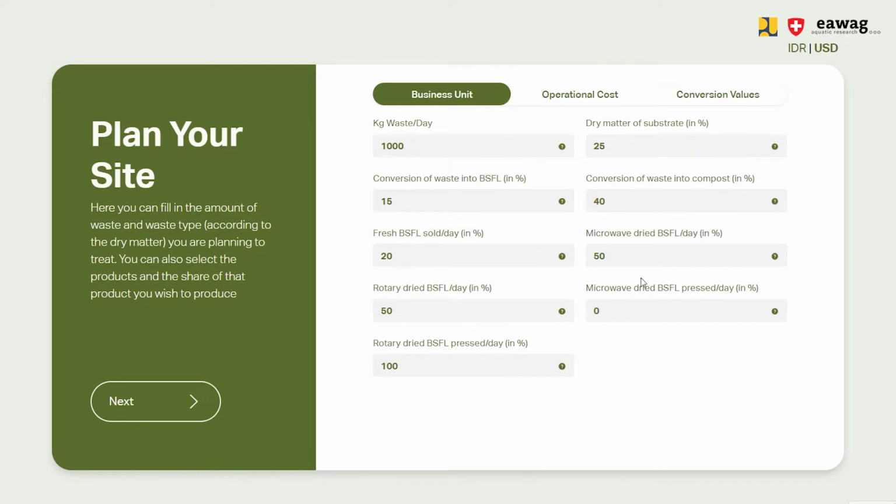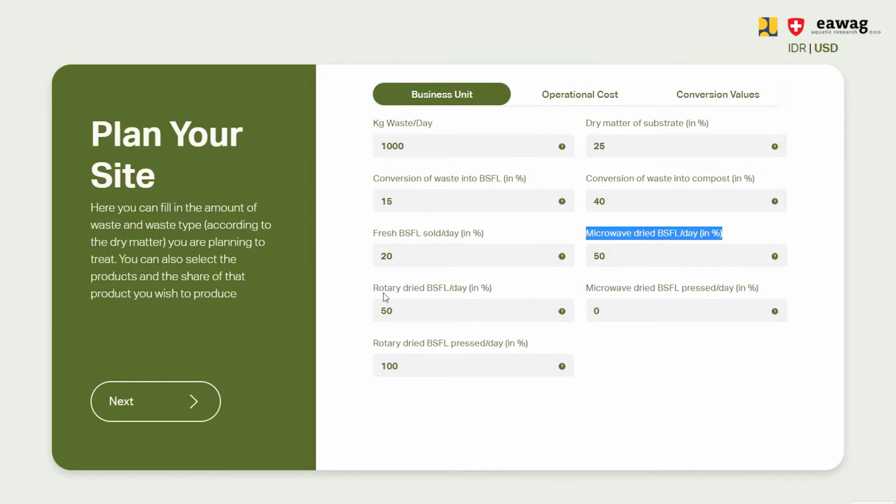The sixth value here are the microwave dried BSFL per day, meaning this is the percentage of the remaining live larvae, so minus the 20% that's already been sold, that is going to be dried using a microwave oven. You've learned about the process in the post-processing chapter. Here it says 50% is dried using a microwave, which means 150 kilograms minus 30 kilograms, which is 120 kilograms, and 50% of this. So in this case study, 60 kilograms of BSFL will be dried using a microwave.